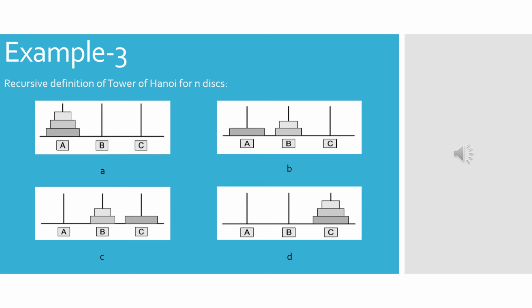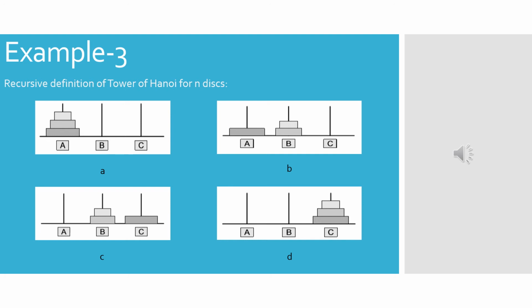So what we can do is transfer from A to C first. That is the smallest disk from A to C, and then the middle one from A to B. Then the disk on C can be transferred on B. So now B has two disks, which can be seen in figure B.